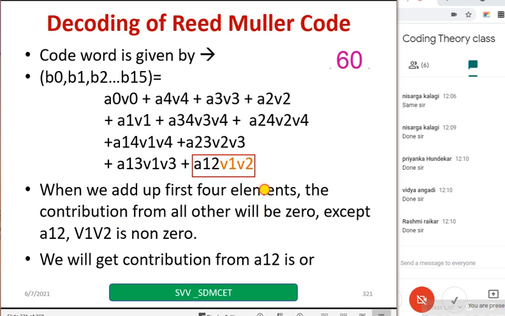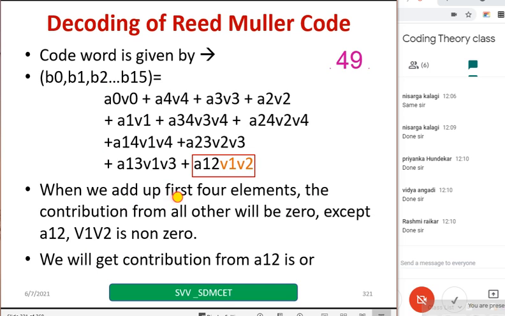I want you people to copy down 1 or 2 lines from this. I'll give 1 minute. Try to understand, when we add up the first 4 elements, the contribution from all others will be 0. We have discussed just now. Only A12 is not 0. So we'll get a contribution from A12. Very good. Most of them have completed.